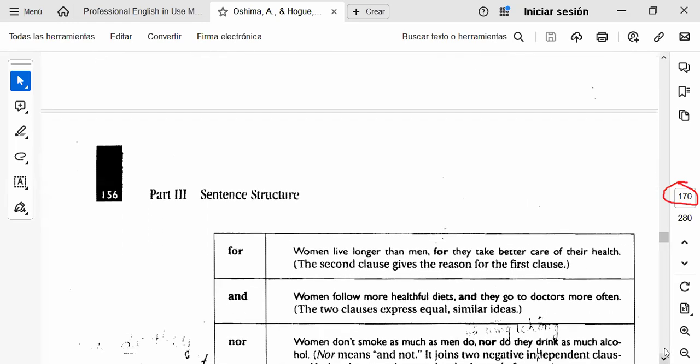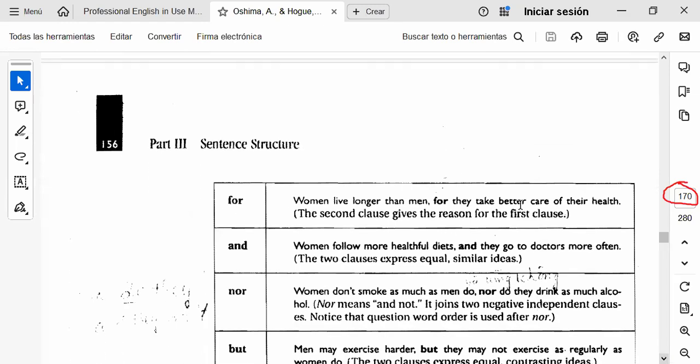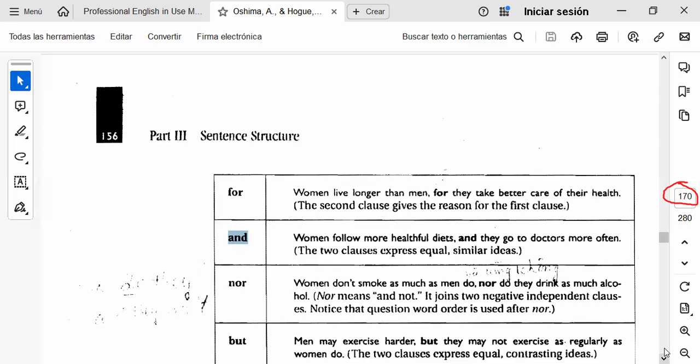Women live longer than men, for they take care of their health. For gives a reason. So when you use for, you give a reason for the first one. Women follow more healthful diets, and they go to the doctor more often. The 2 clauses express equal, similar ideas. Now, when you express similar ideas, you can use and.